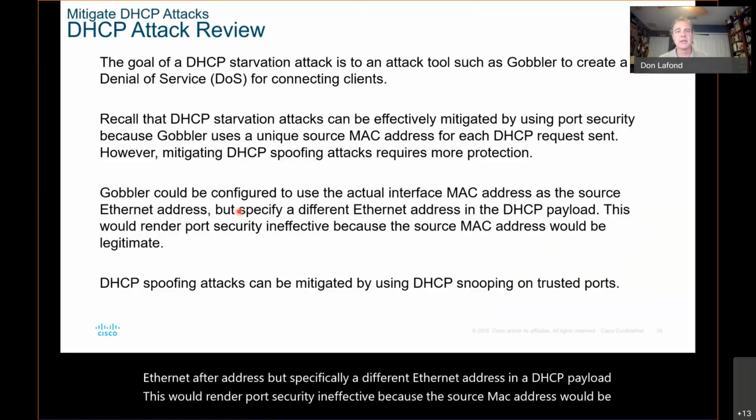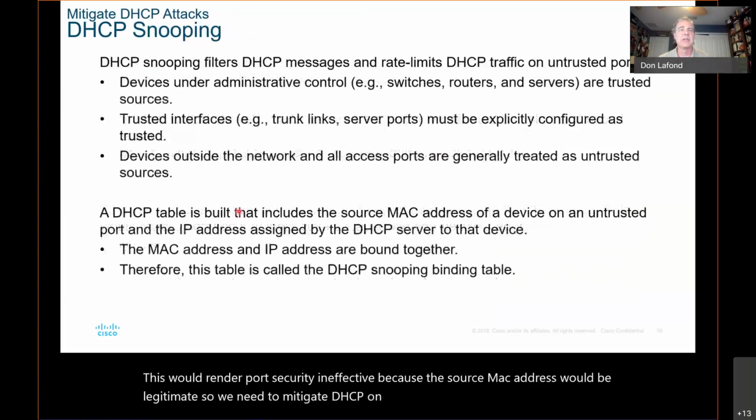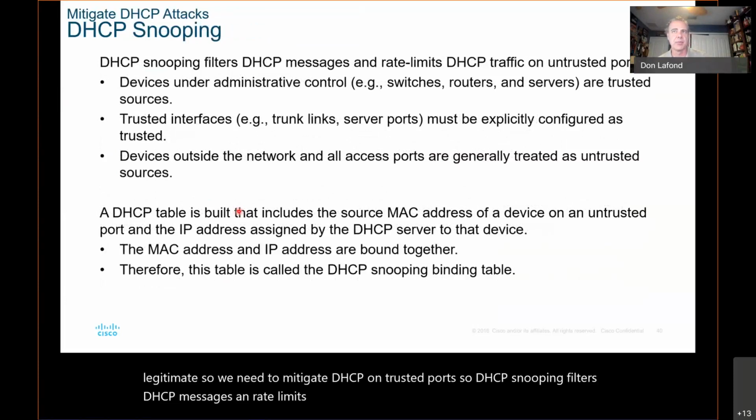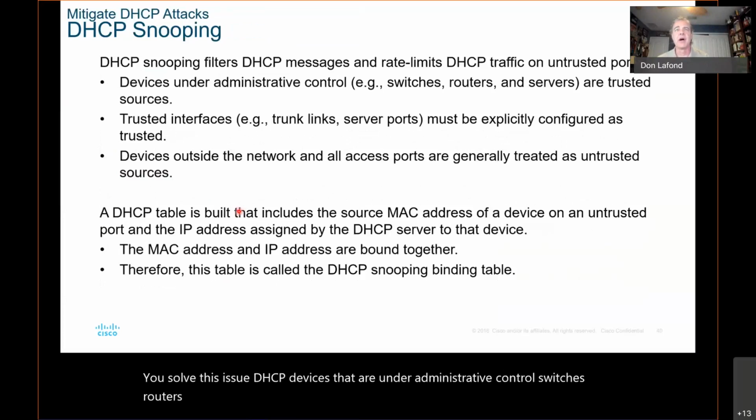So we need to mitigate DHCP attacks with trusted ports. DHCP snooping filters DHCP messages and rate limits DHCP traffic on untrusted ports. So by making them trusted ports, then enabling DHCP snooping, you solve this issue. DHCP devices that are under administrative control, switches, routers, and servers, for example, are trusted sources. Trusted interfaces, trunk links, and server ports must be explicitly configured as trusted.